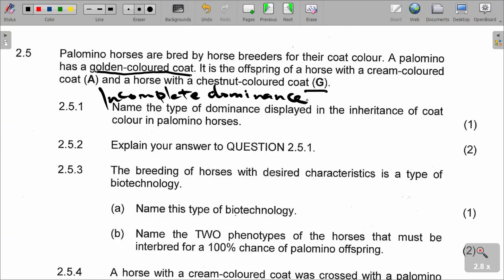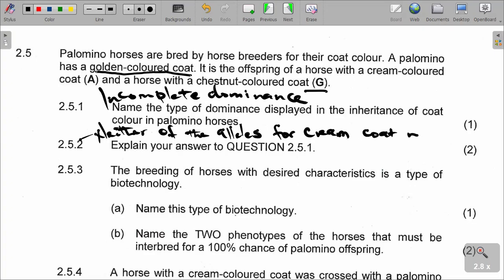And why is that? Neither of the alleles, neither the allele for the cream coat, nor the allele for the chestnut coat, is completely dominant over the other.